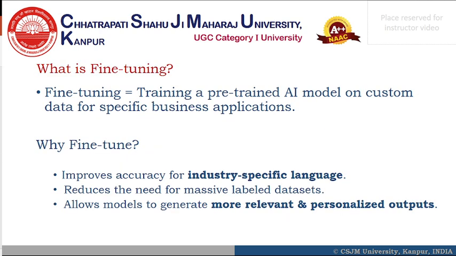So, what exactly is fine tuning? Fine tuning is the process of adapting a pre-trained AI model by training it on specific industry relevant data. Instead of building an AI model from scratch, which requires massive computing resources, businesses take an existing AI model and make it smarter for their particular needs.